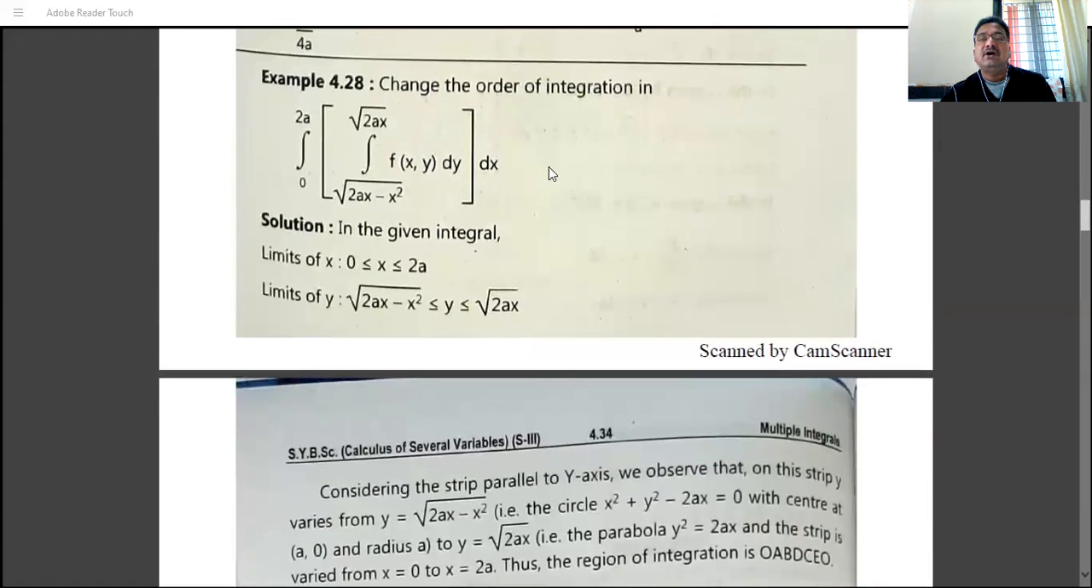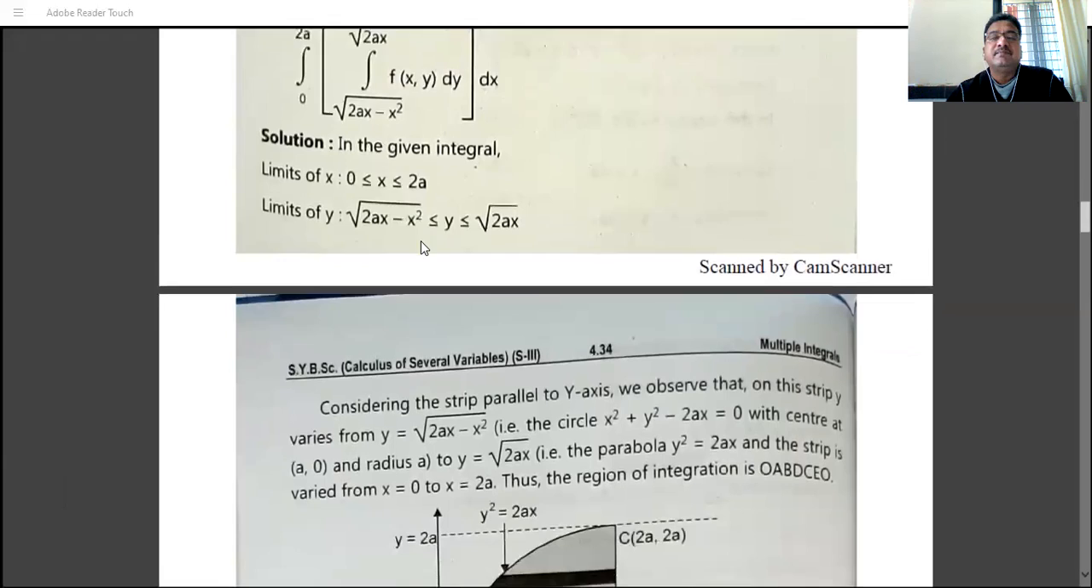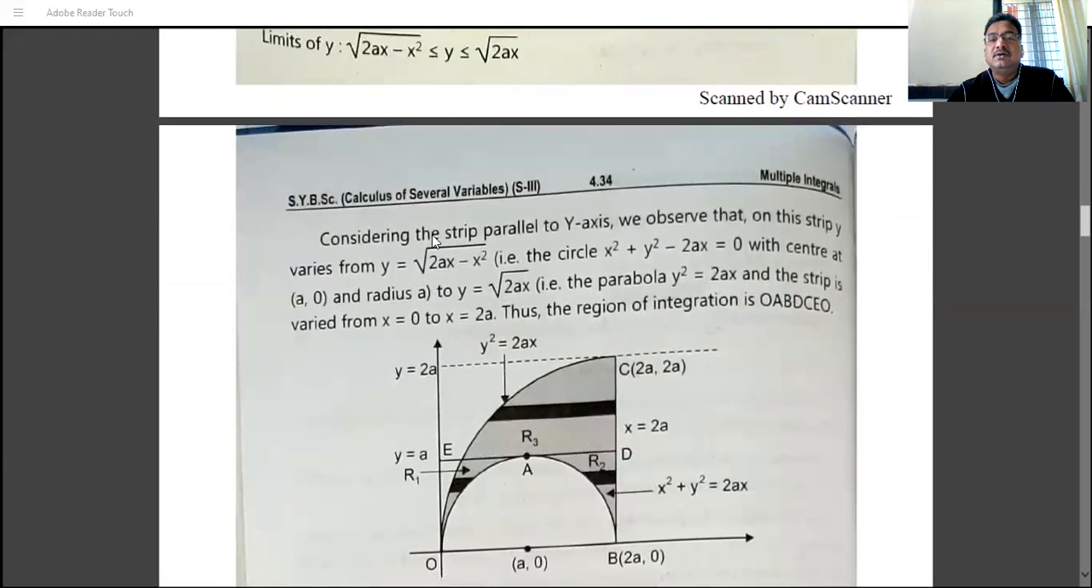Okay, so the next problem of the same type. We have to change the order of integration. Here the limits of x and y are given, so these are the limits on y. So y is root of 2ax minus x square; squaring both sides, we have the equation x square plus y square minus 2ax is equal to 0, and this is the equation of a circle having center (a, 0).